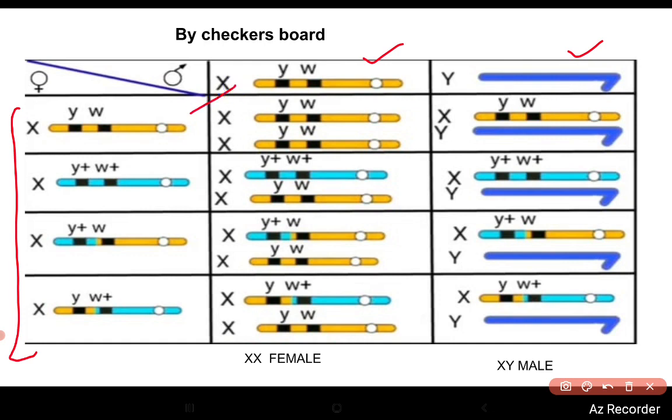So if we cross the first one with this, this is one combination, this is another combination, this is the third combination and this is the fourth combination. The 4 female gametes include 2 parental combinations and 2 recombinant combinations. In case of males also there are 2 parental combinations. So this one is parental and this one is parental and these 2 are new or recombinant combinations.